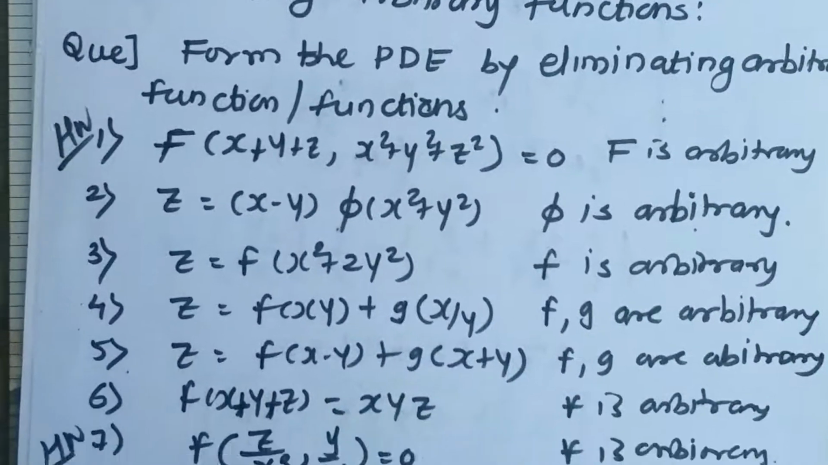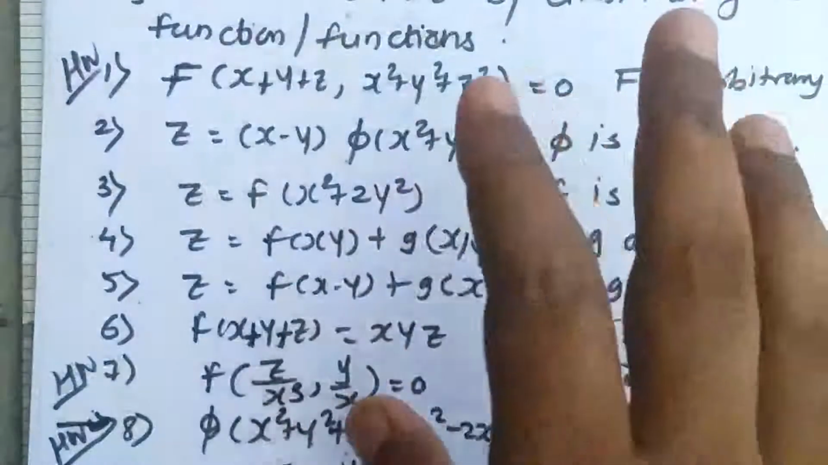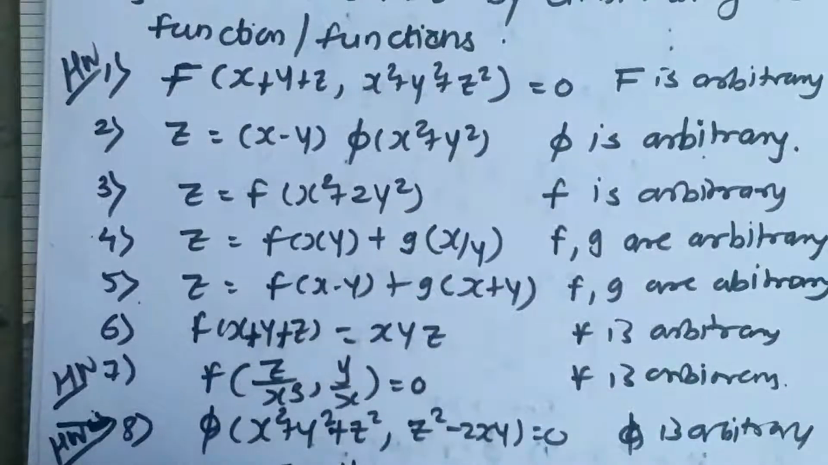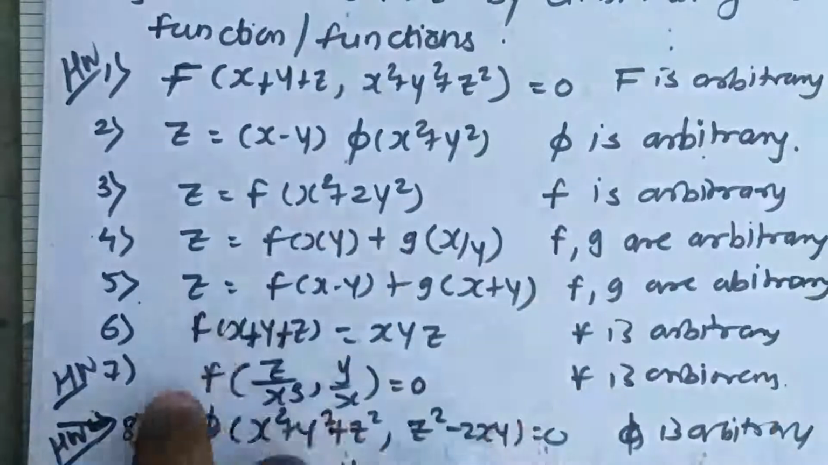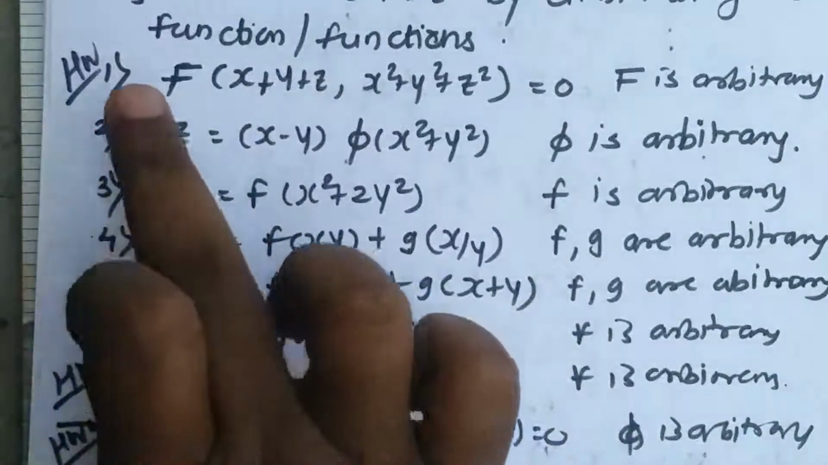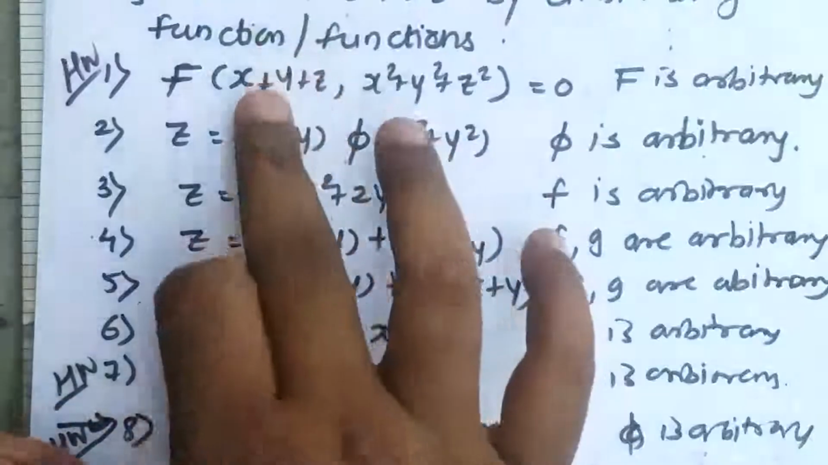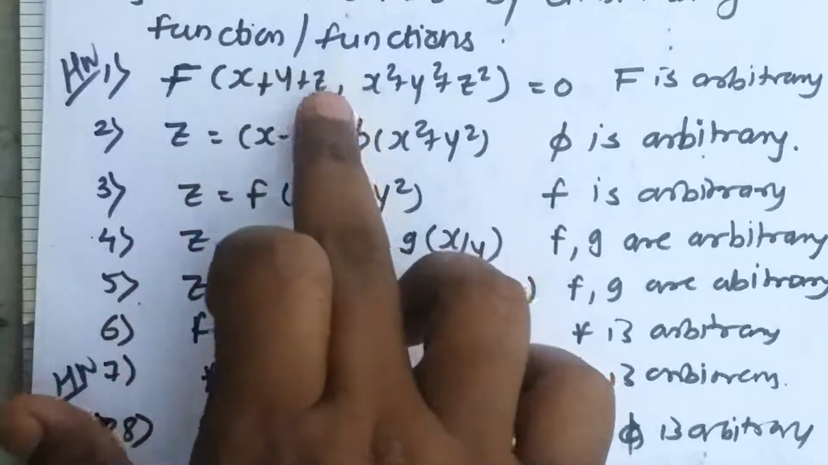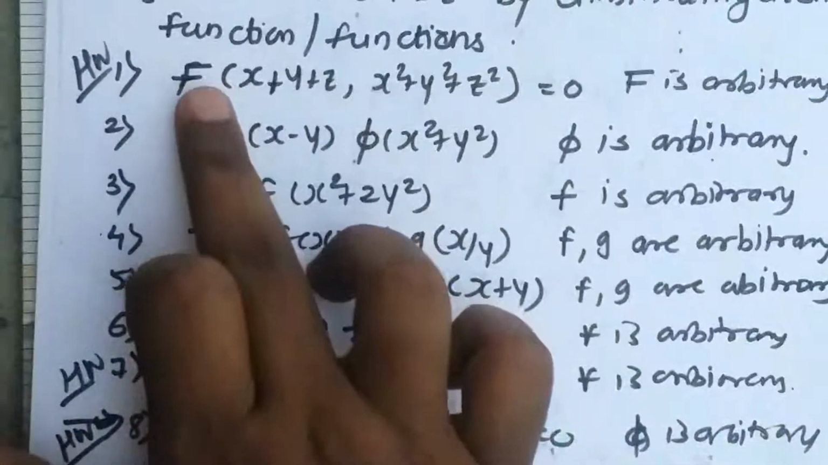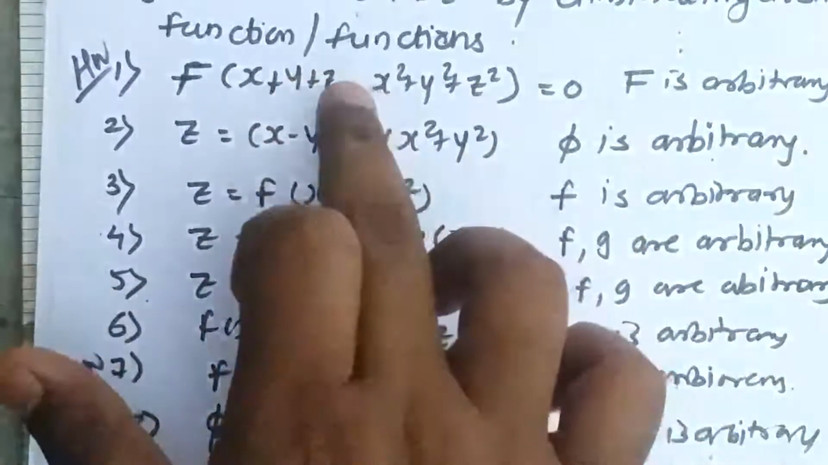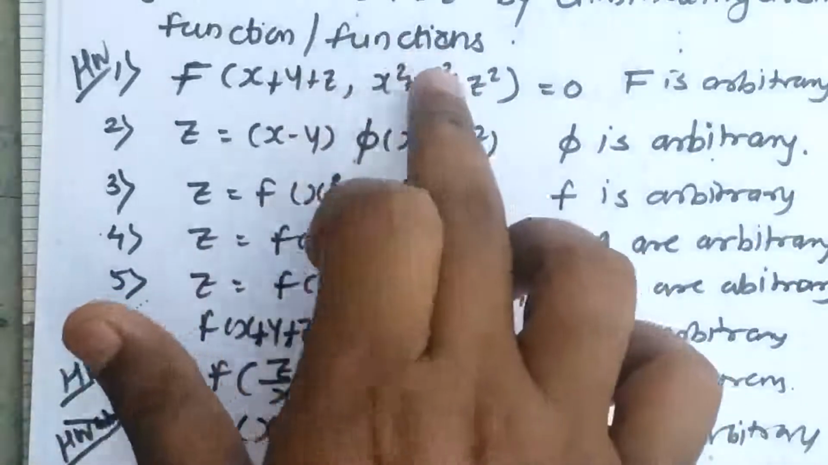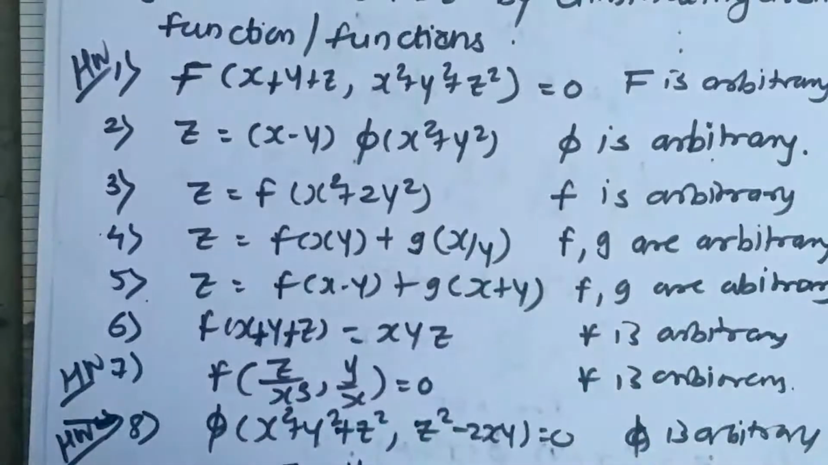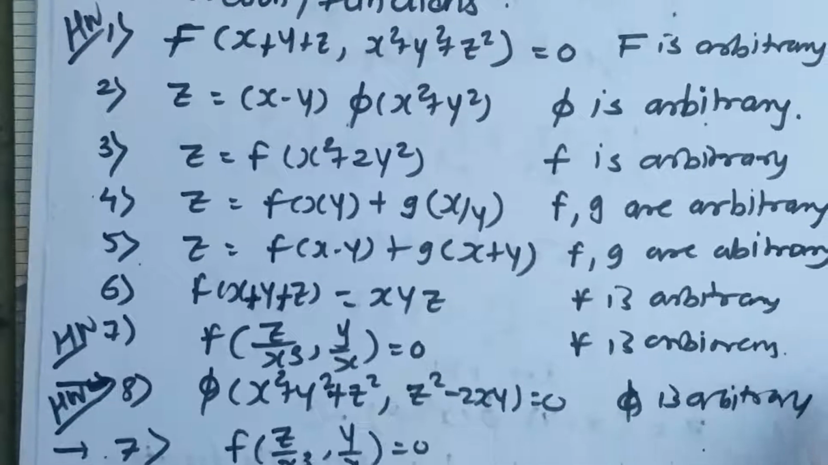Now I have listed some problems here. Some problems I am going to do for you, and similar problems you need to do at home. In examples number 1, 7 and 8, we have one arbitrary function of the type phi of u comma v equal to 0. Instead of phi we have f. Here u and v are functions of x, y, z. For these three examples you can follow the previously discussed determinant method.